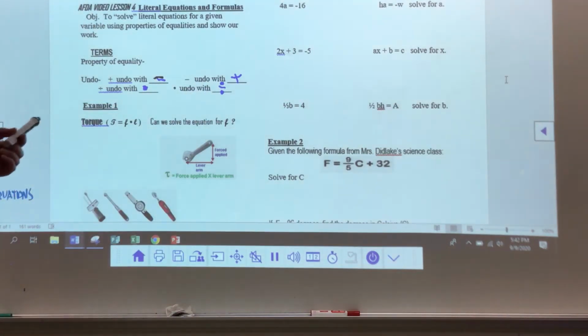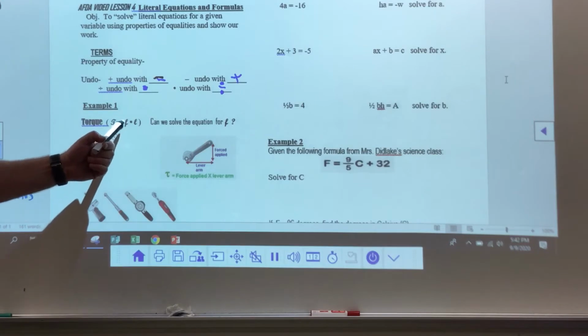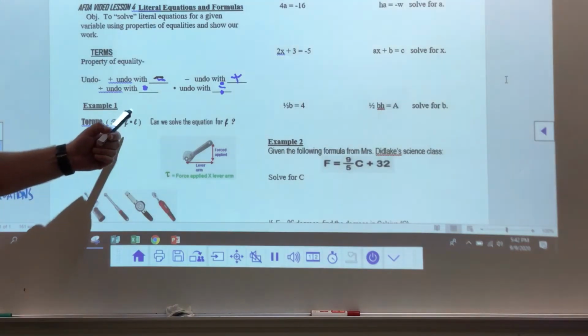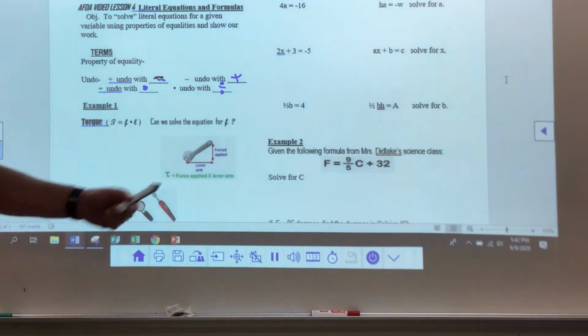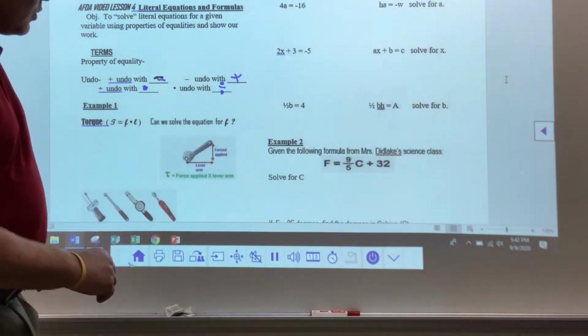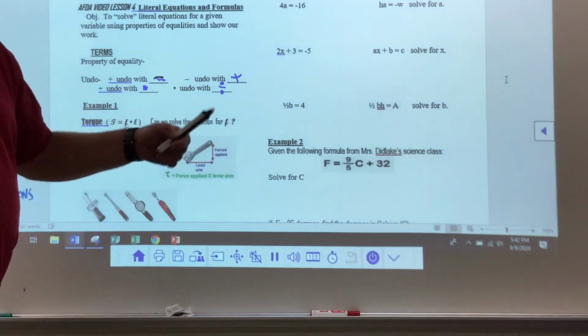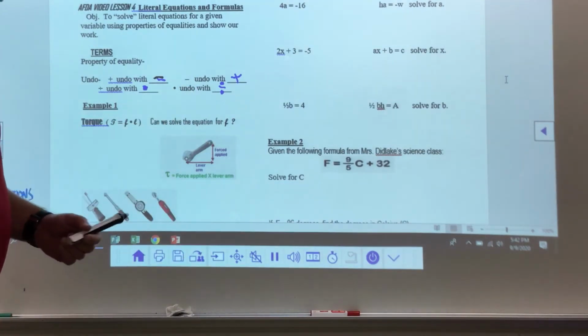Now the first example I have for you is dealing with something called torque. Torque is equal to the force, that's an F, times the lever arm. So you have a force, maybe from a wrench if you've ever seen those in a tool chest, and you have a bolt that you're trying to tighten up. Torque is sort of what you do to tighten that up.